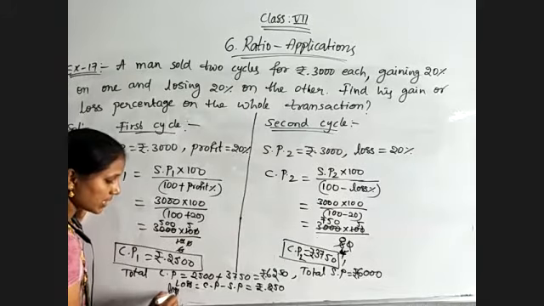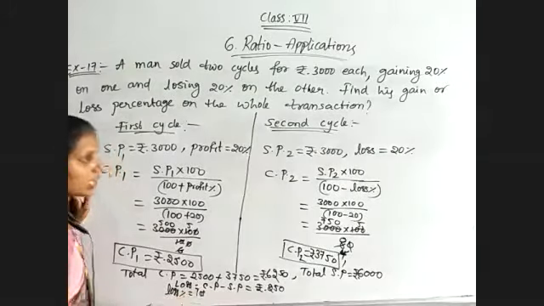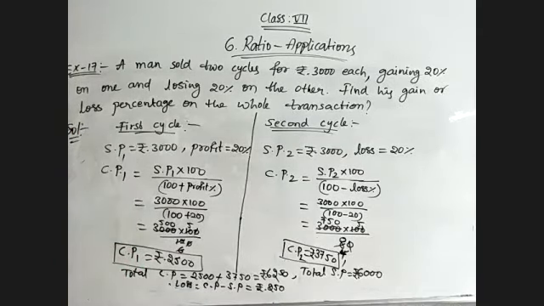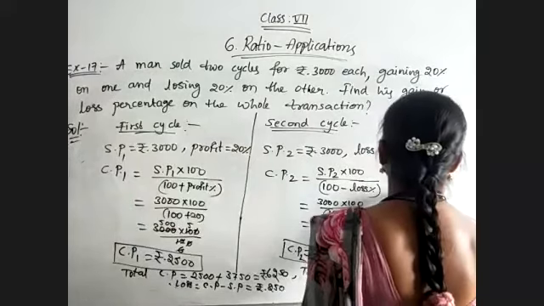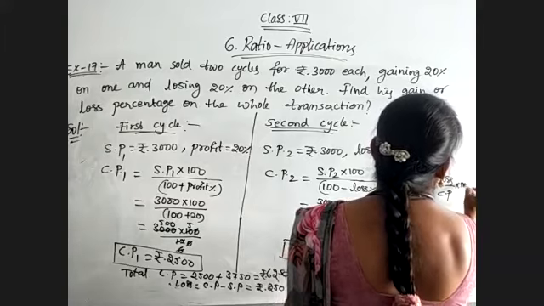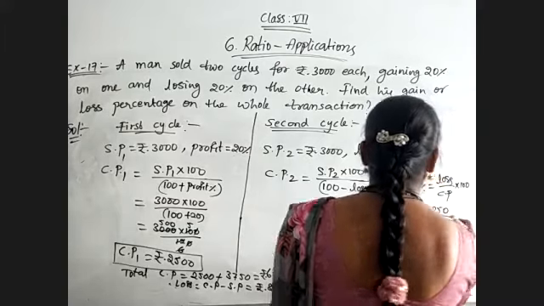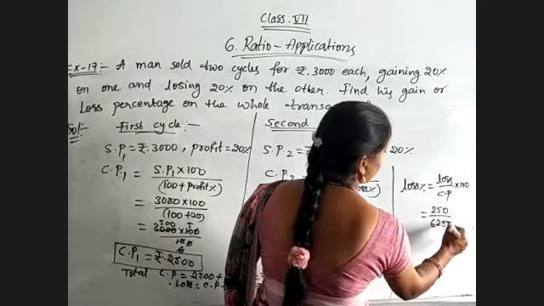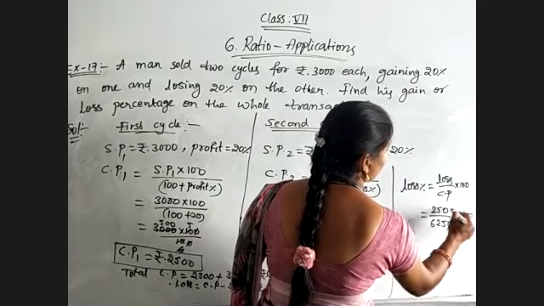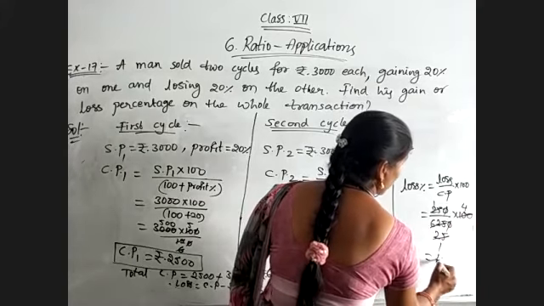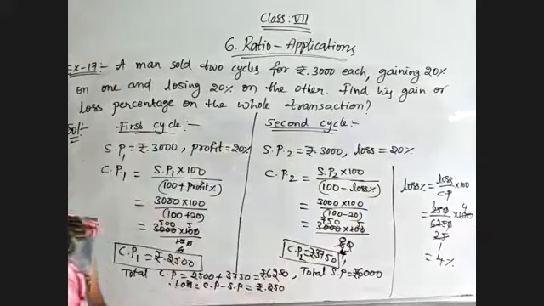So total loss percentage is equal to loss by CP into 100. Here we got a loss of 250 rupees. On the whole transaction, CP we must take, that is 6,250 rupees, into 100. So the zeros get cancelled, 25 ones are 25, 25 fours are 100. So 4% of loss he is getting on the whole transaction.